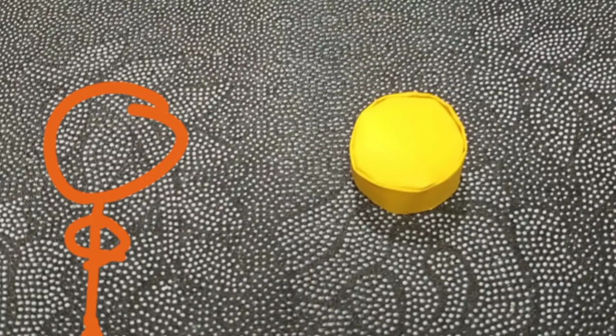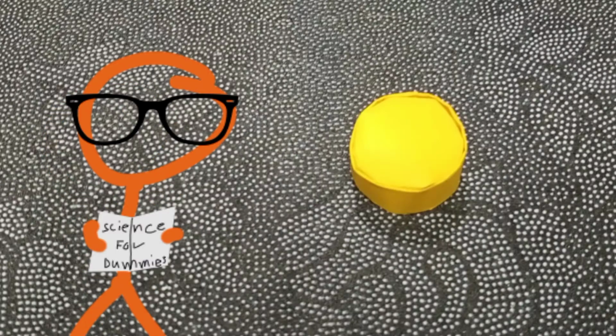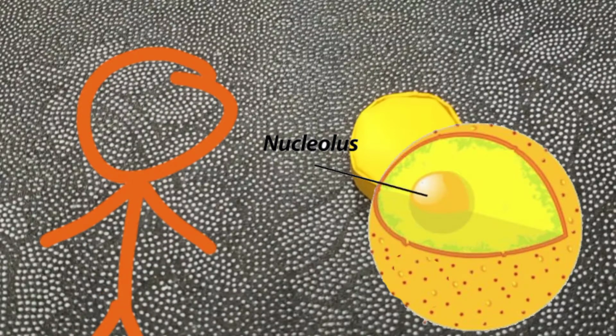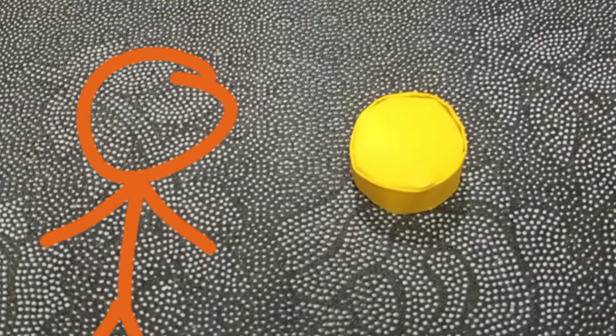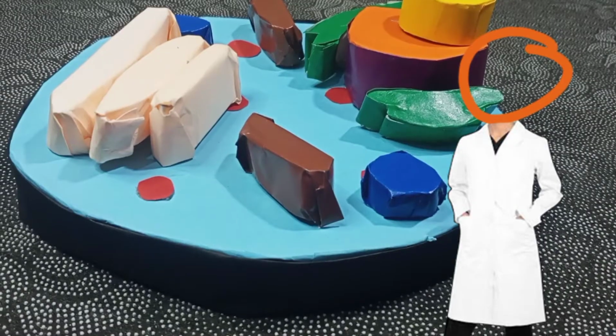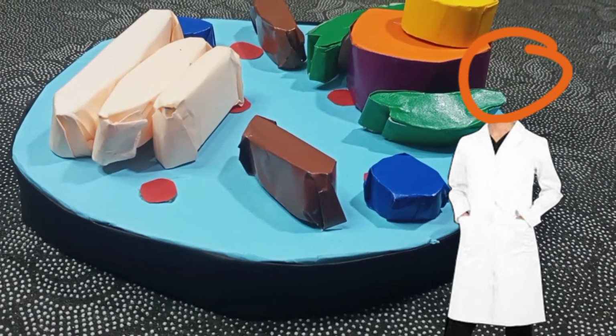It occupies around 25% of the volume of the nucleus. It is mainly involved in the production of subunits which then together form ribosomes. Therefore, the nucleolus plays an important role in protein synthesis and the production of ribosomes in eukaryotic cells. And those are the parts of an animal cell and their functions.